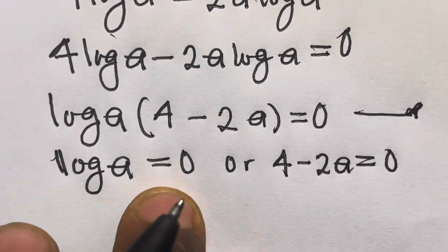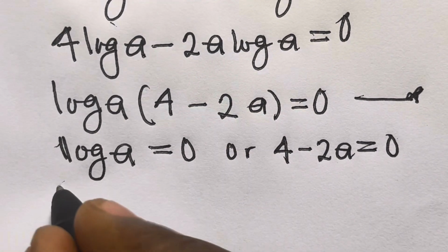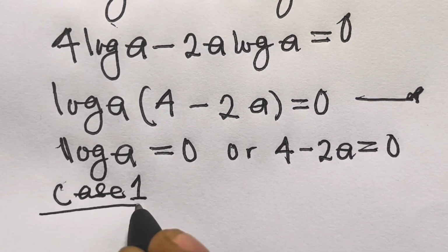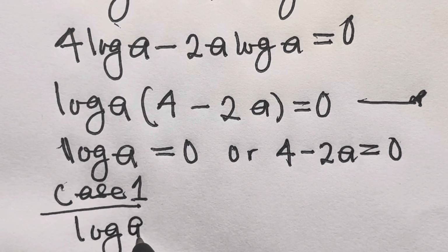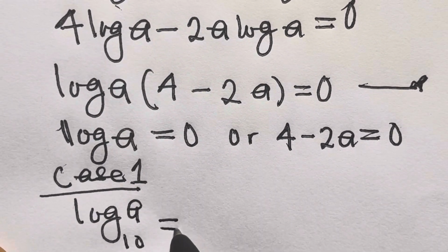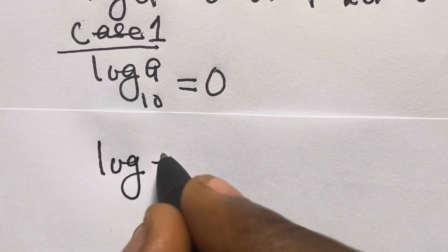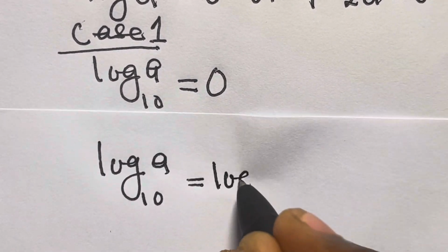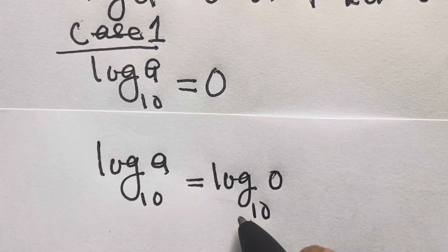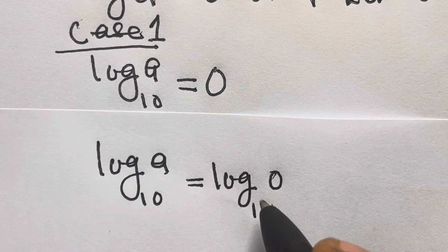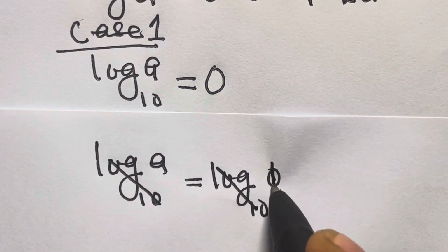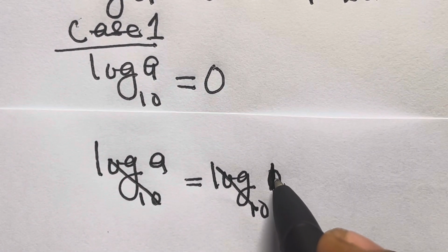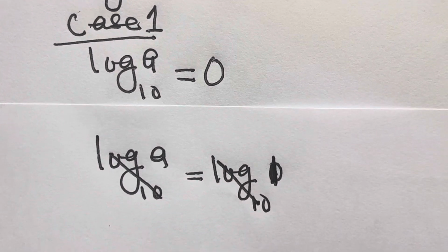So let's take the first case, case 1. We have log a in base 10 equals 0. So log a in base 10 equals log of 1 in base 10, since 10 raised to power 0 gives us 1.